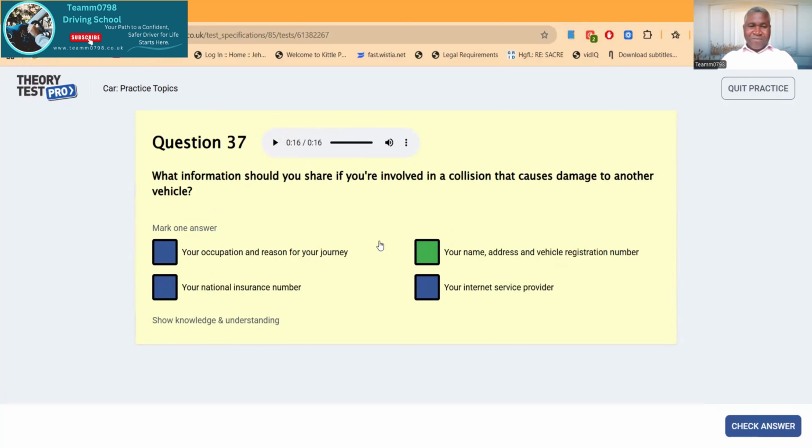Okay, so the most important thing, not your job. Nobody's interested in your job or the reason for where you were going. That's not the correct answer. National insurance number, really? No, that's not correct. Your internet service provider, no. The correct answer is your name, address, and vehicle registration. Okay.